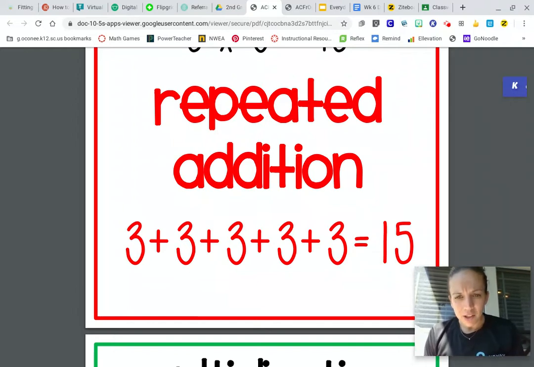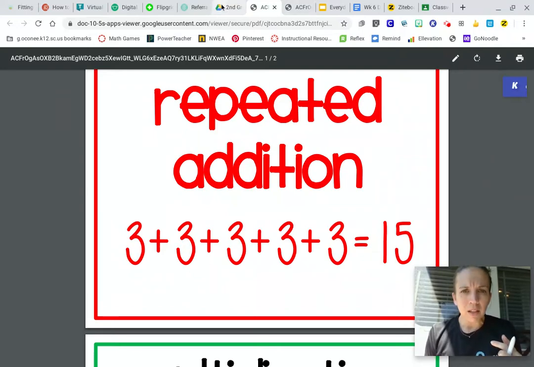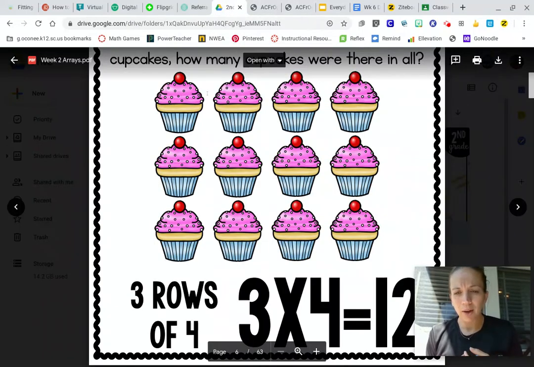Repeated addition is just that. You're taking the exact same number. Do you see how each of these numbers is 3? Every single number is the exact same. You don't change them, just like in the arrays, they were equal in each row, right? So you repeat that each time to get your answer of 15, okay? If I were looking back at my first array of cupcakes, you've got 4 in each row. So that would be 4 plus 4 plus 4. That would still give you 12, okay?